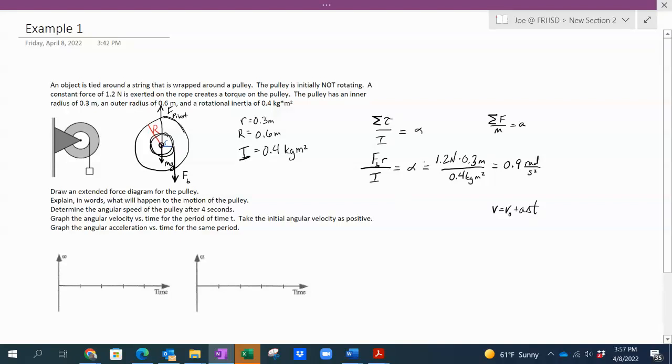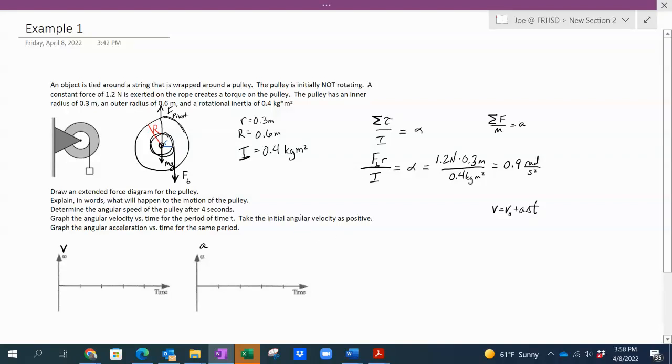Now, the way you can view this is very similar to setting up Newton's second law. You have the sum of the forces over the mass is equal to the acceleration. So you're setting up the analogous rotational parts: torque over moment of inertia, or rotational inertia, is equal to angular acceleration. So that would be: draw an extended force diagram. As this occurs, this pulley will slowly gain angular velocity. So the velocity is increasing and the acceleration is staying constant.